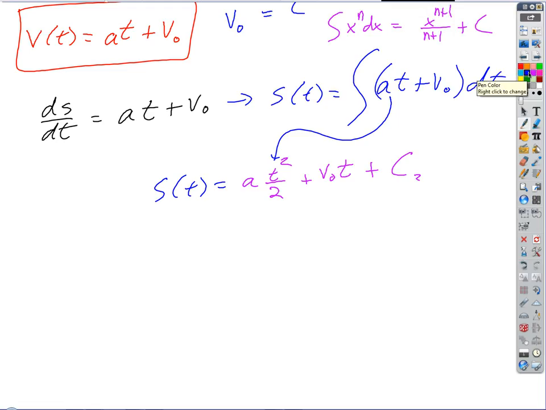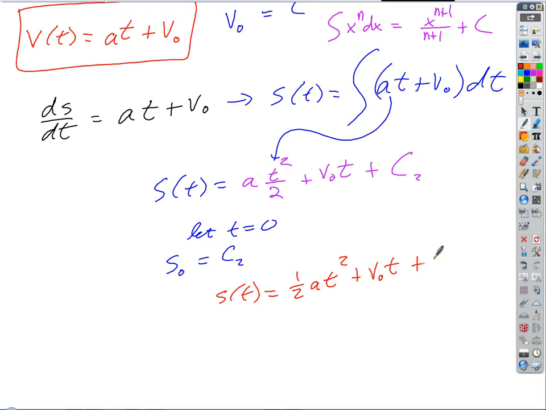Remember the rule from yesterday. If we let t equals 0, what does this become? S of 0 is S naught, right? So we get S naught equals 0 plus 0 plus C sub 2. So C sub 2 is initial position, right? Okay. So then this just becomes S of t equals 1/2 a t squared plus v naught t plus S naught.